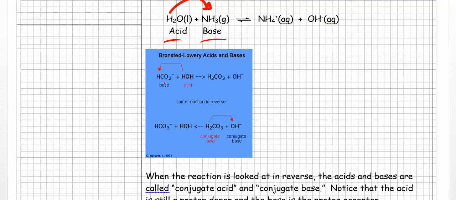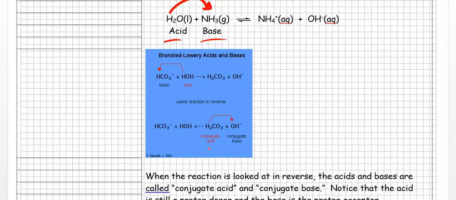Now, if I look at it in the opposite direction, I realize that's a kind of foreign concept to you at this point because we haven't talked about equilibrium, but just for this time, let's think about going in the opposite direction. We'll talk about equilibrium later. The acid would be the H2CO3 because, if we look this way, it gives up a proton, right? It's no longer H2CO3, it's HCO3 minus now. So it gives up a proton.